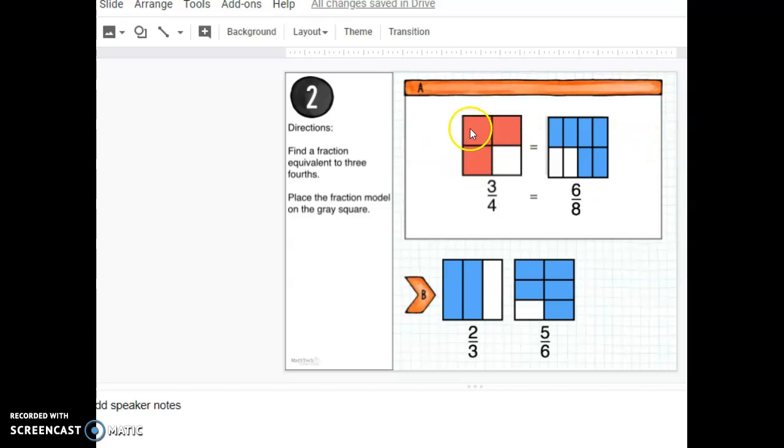I can see here's 1, 2, 3 sections shaded in. I could pretend 1, 2, 3, and 1 not shaded in. So for 3/4 and 6/8 takes up the same amount of space.